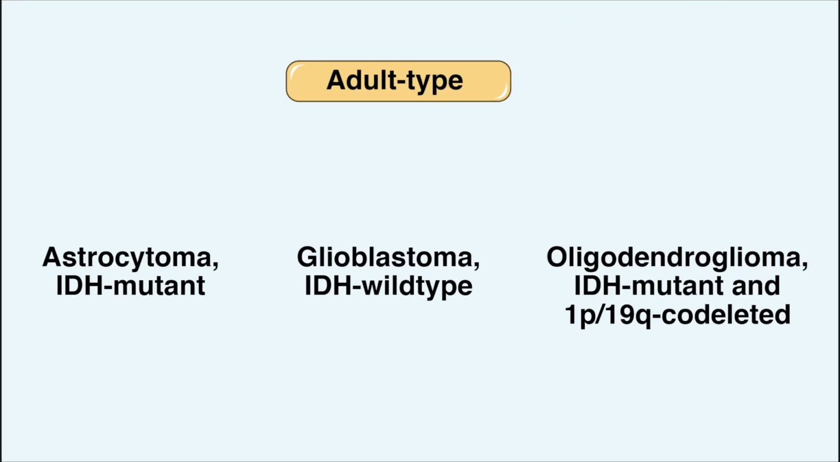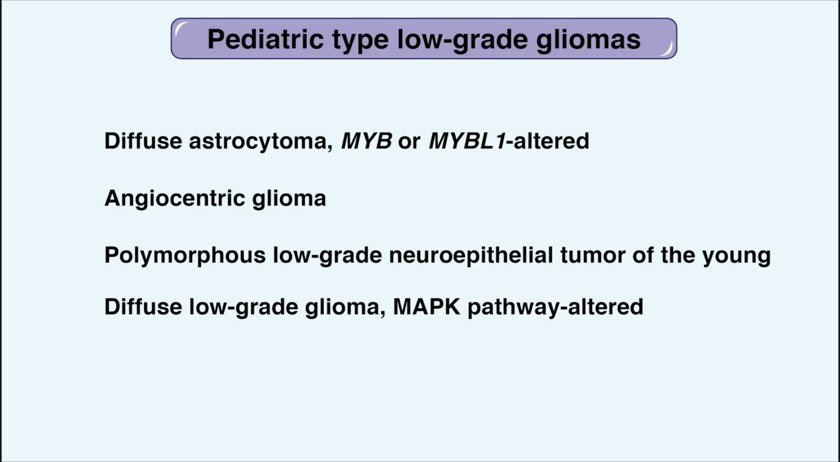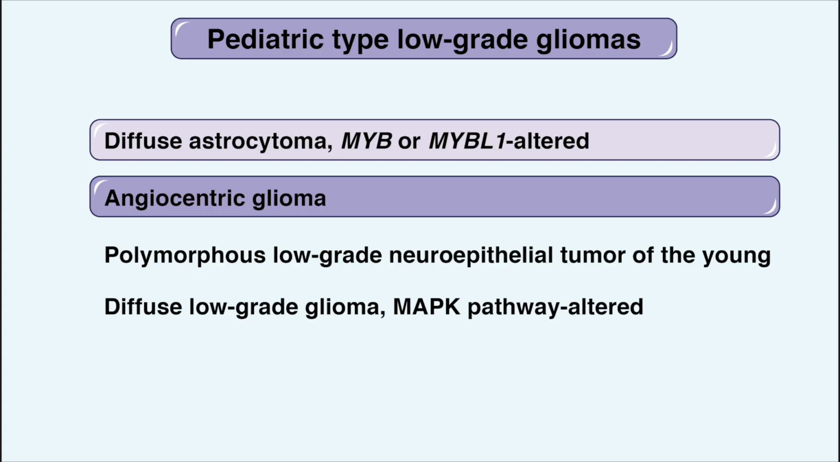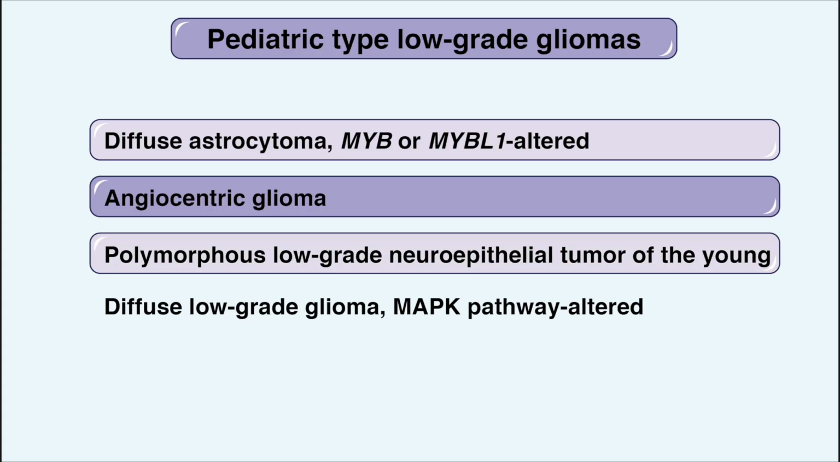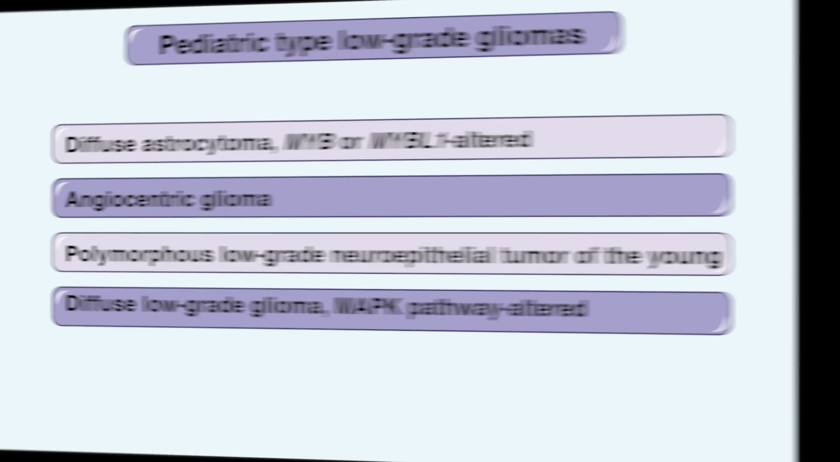On the other hand, adult-type diffuse gliomas include three tumors, astrocytoma IDH-mutant, glioblastoma IDH-wildtype, and oligodendroglioma IDH-mutant, 1p19q co-deleted. Pediatric type low-grade gliomas include diffuse astrocytoma MYB or MYBL1 altered, angiocentric glioma, polymorphous low-grade neuroepithelial tumor of the young, PLNTY, and diffuse low-grade glioma, MAP kinase pathway altered.